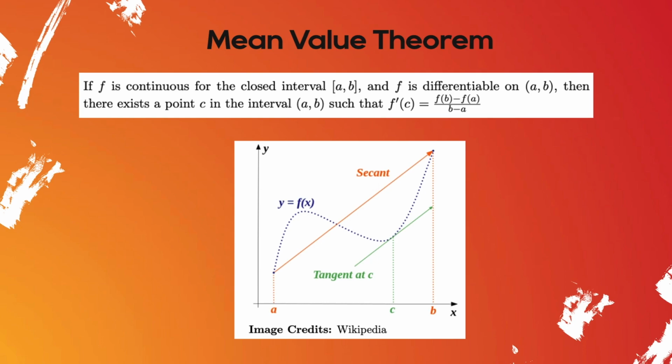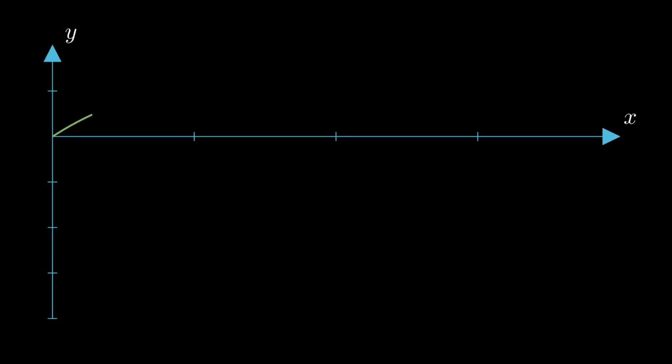And this basically means that for the secant line that connects the points A and B, there will be another point between A and B such that the slopes of both the secant line and the tangent line are equal. Now let's look at an example of the mean value theorem.